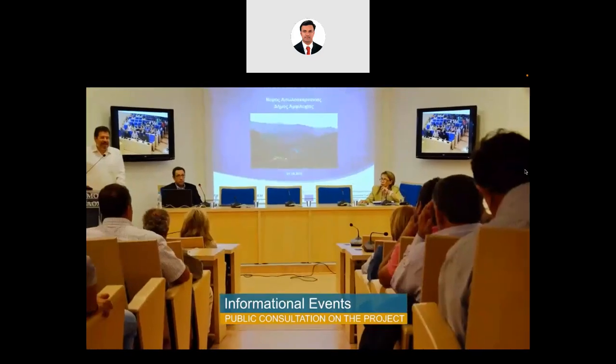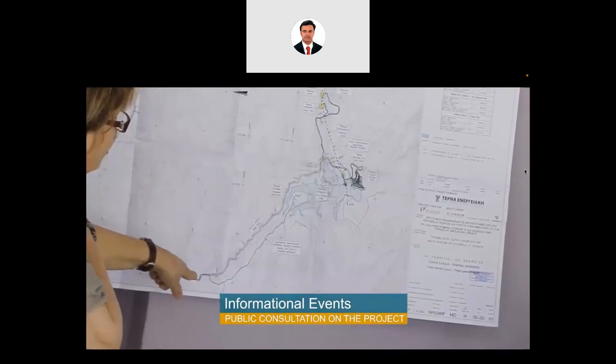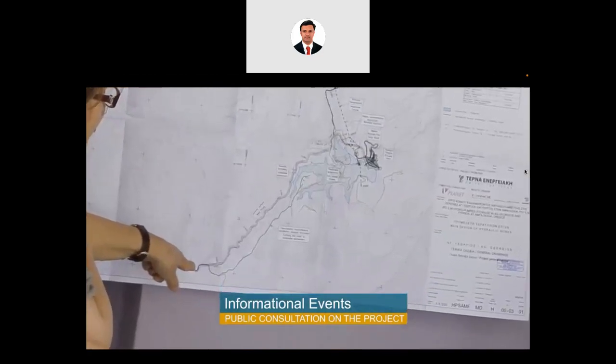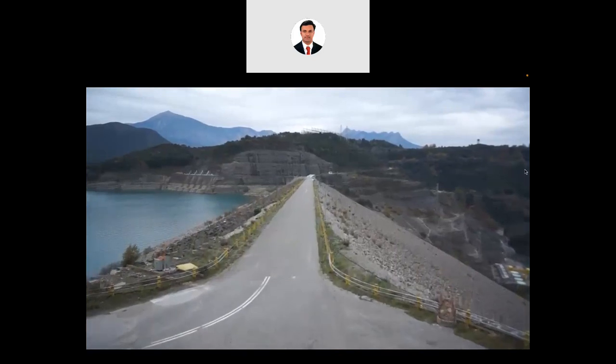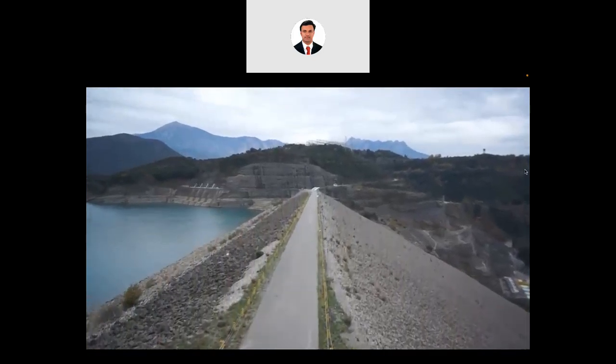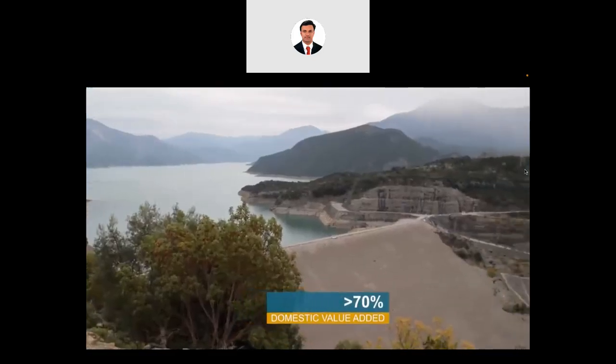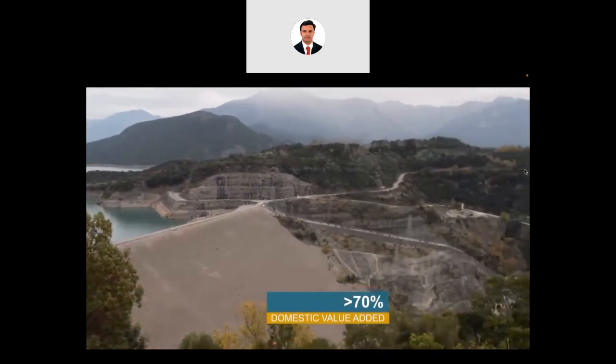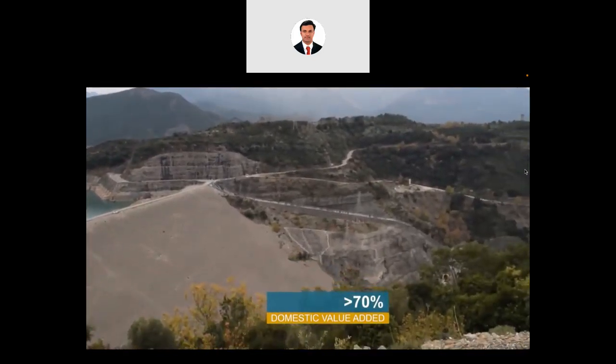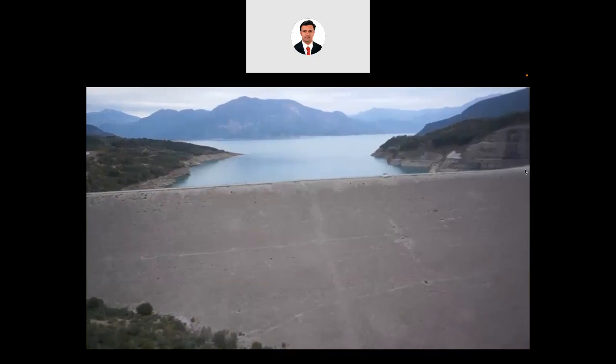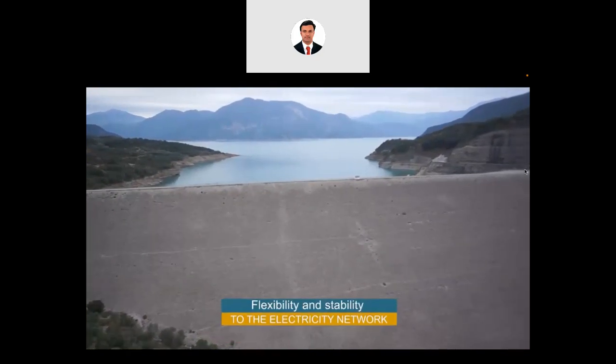In terms of public consultation, a series of informative events and communication activities took place to inform the local community about the project. Hydro pump storage projects, like all hydroelectric projects, have very high domestic added value and contribute significantly to the Greek economy.